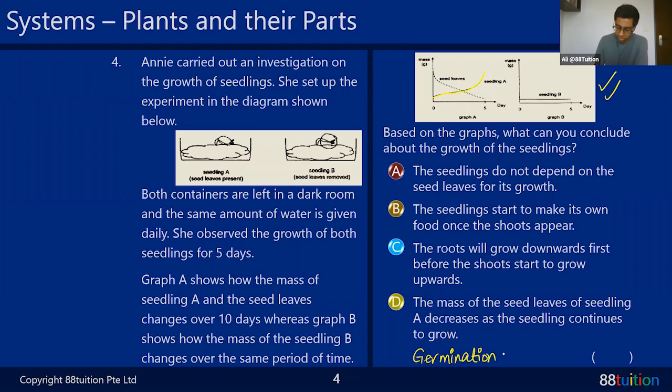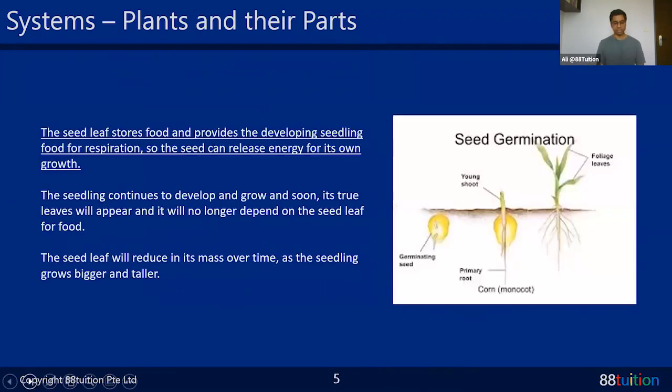So you need to know what this chapter is about: germination. Germination is the process where you plant the seed and what will happen? The seeds will grow. Okay, so let's look at this slide. This slide tells us about seed germination. You plant a seed, it has to have the seed leaf. Without the seed leaf, you cannot have the plant growing. So you have a germinating seed and then you have a primary root coming out. Where does the food come from?